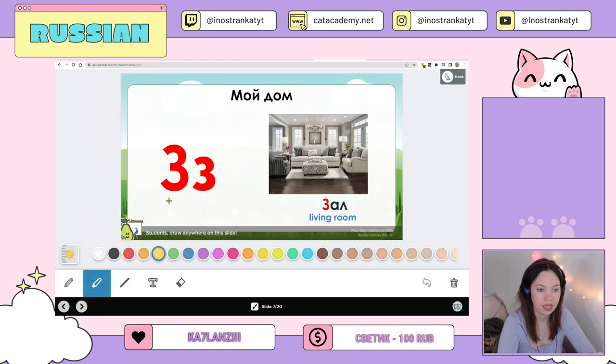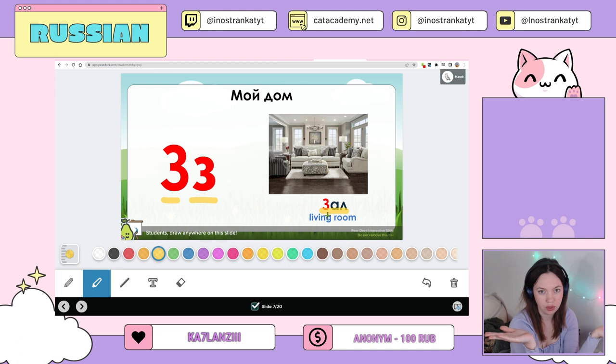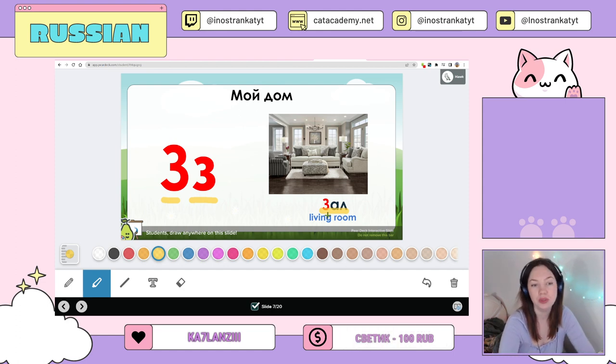Next one is letter З, sound z, almost like z, but just a little bit without the buzz at the end. Зал, a living room. Actually, in English there are two words: a living room and a sitting room. In Russian, we also have two words. One is зал, another one is гостиная. Both words are used commonly and quite often, but just for the sake of today's lesson, not to overwhelm you with a lot of vocabulary, I picked the shorter one.